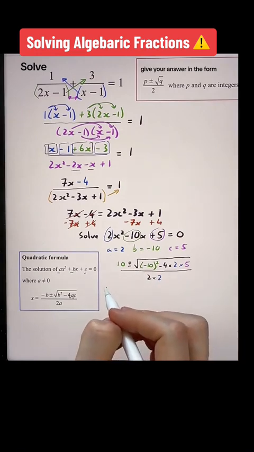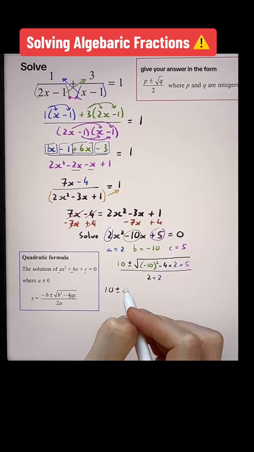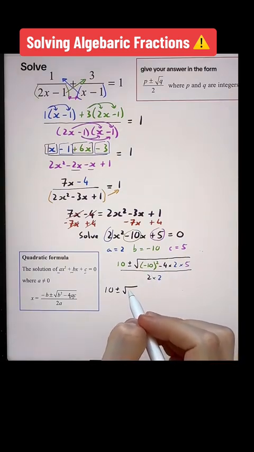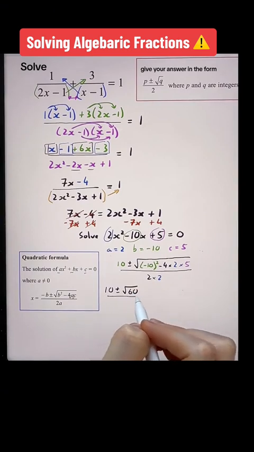Simplifying inside the root, I know that negative 10 squared means negative 10 multiplied by itself, and negative 10 times negative 10 will give us positive 100. I know negative 4 times 2 is negative 8, and negative 8 times 5 gives us negative 40, and 100 take away 40 will give us 60, and on the bottom 2 times 2 gives us 4.